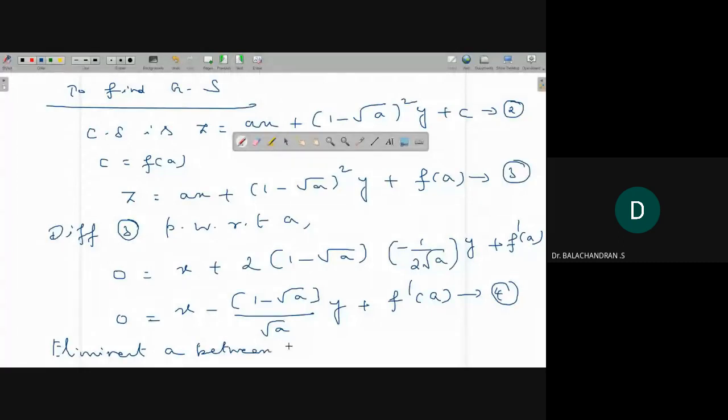Between equation 3 and 4, we get the general solution of equation 1. We get the GS, general solution of equation 1.